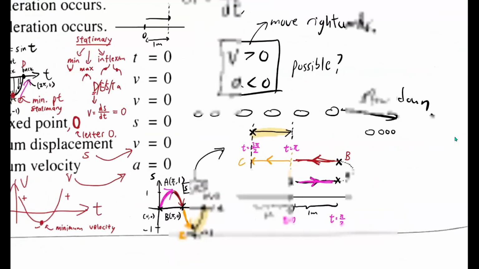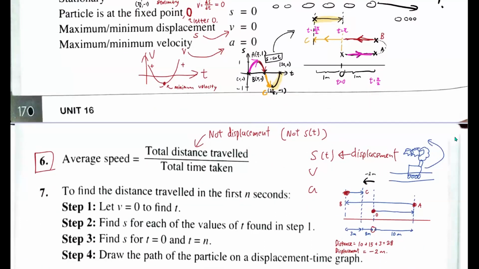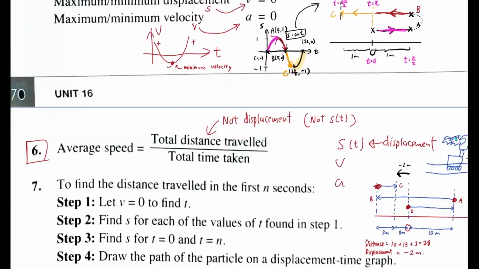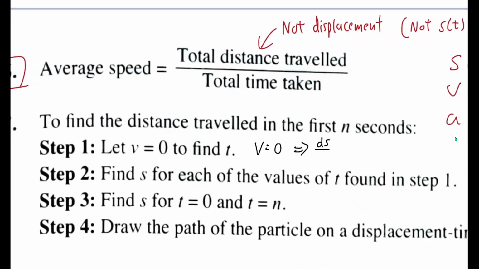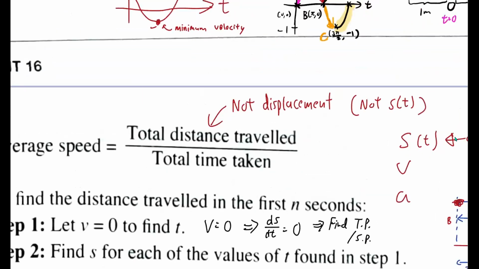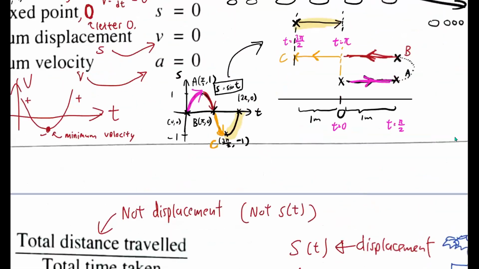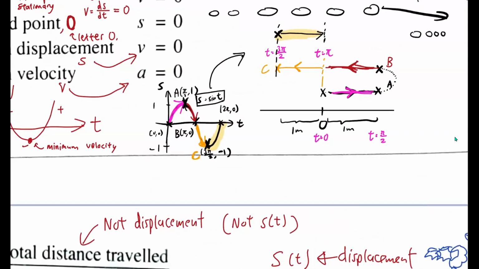So go back to this procedure. Let v equal to 0 to find t. What they're really trying to do is, when you let v equal to 0, set ds/dt equal to 0. V equals 0 is really the same as ds/dt equal to 0, which means you're trying to find the stationary point, SP. And where is the stationary point? If you look at the graph, it's the maximum point there, minimum point there, right?